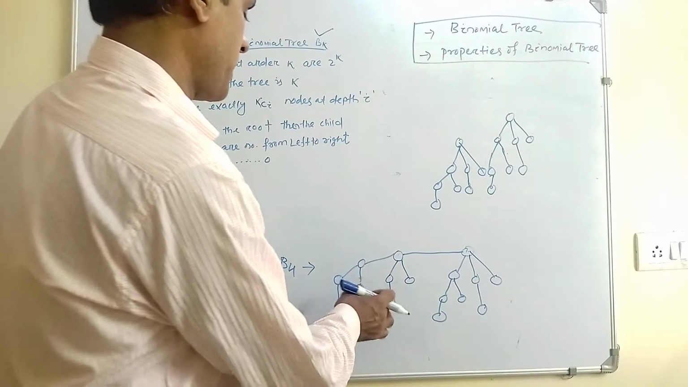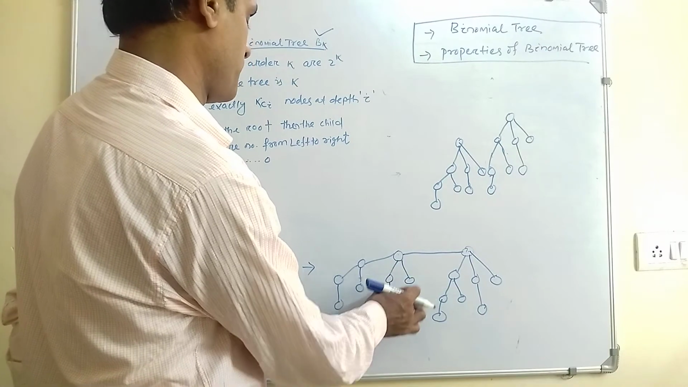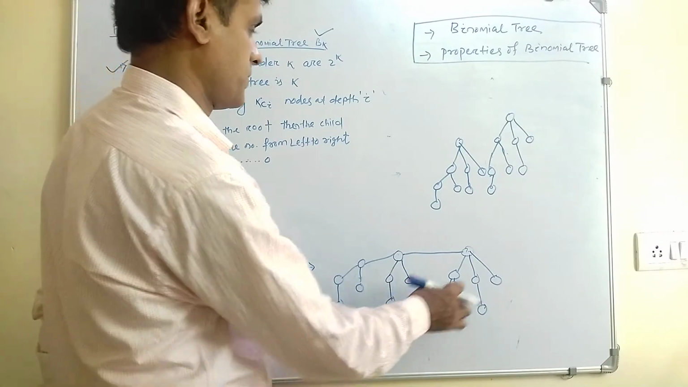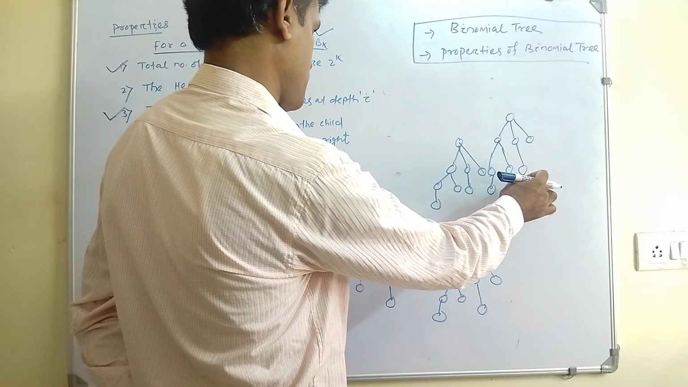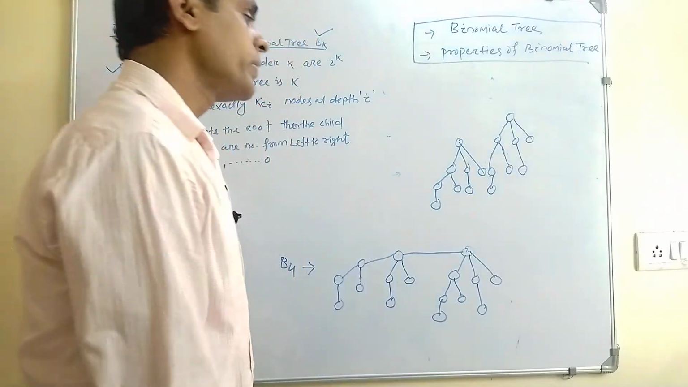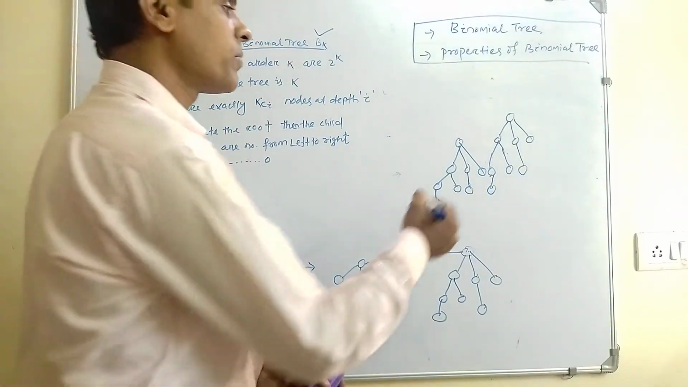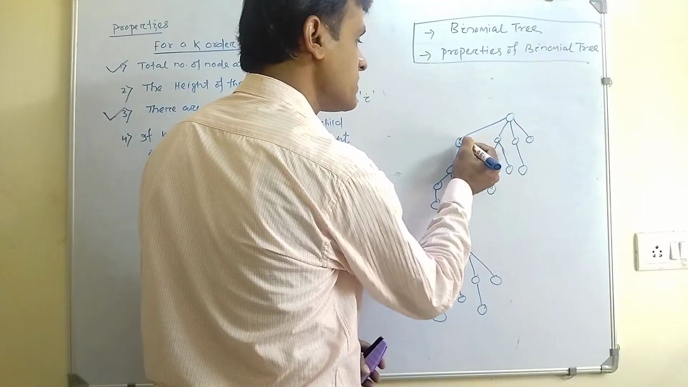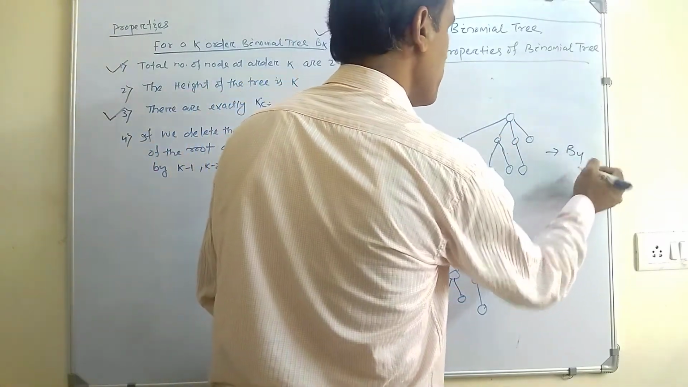So if this is the case, then how could we construct a binomial tree of order 4? Now this one will be the left child of another. So this is a binomial tree of order 4.